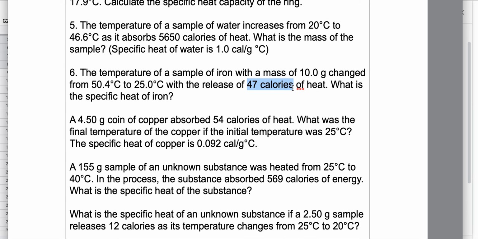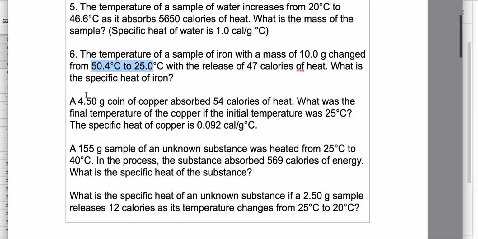Take 47 divided by the mass divided by the change in temperature. To find the change, you have to subtract the final and the initial temperatures. So subtract these two temperatures to get your change in temperature. 47 divided by 10 divided by that change. Okay? Do that, write it down on the piece of paper, and then come back to number 7.